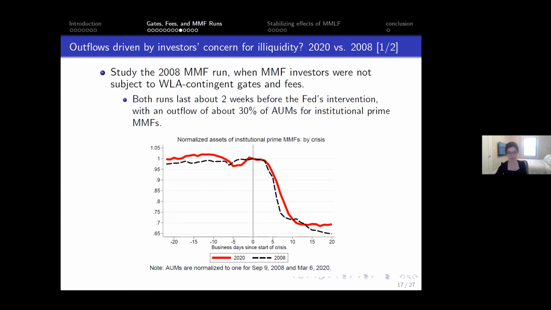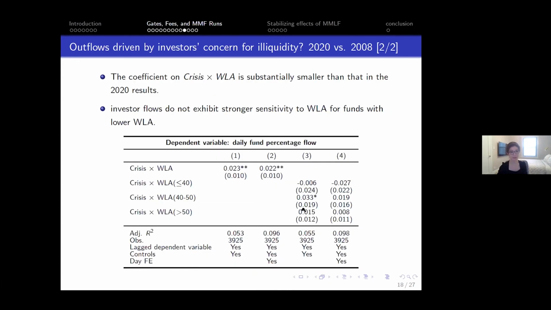Another way to address this concern is to study the 2008 money market fund run, when money market fund investors were not subject to WLA-contingent gates and fees. These runs share some similar features. They both lasted about 2 weeks before the Fed's intervention, and they both had an outflow of 30% of assets under management for institutional prime money market funds. Here we show the results for the 2008 regression. It shows that the coefficient on the crisis-WLA interaction term is substantially smaller than that in the 2020 results. More importantly, we don't see any stronger sensitivity to WLA for funds with lower WLA in the 2008 results, as shown in column 3 and column 4.